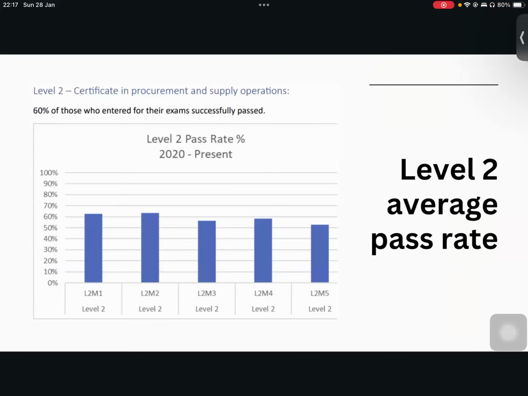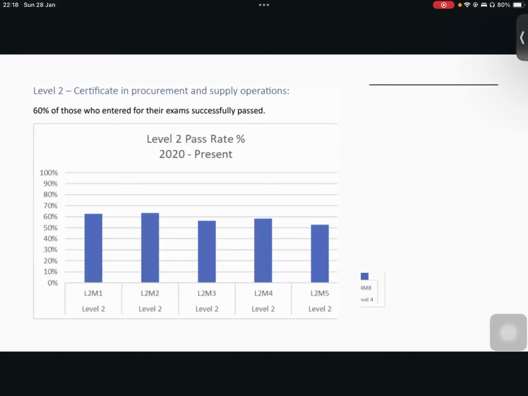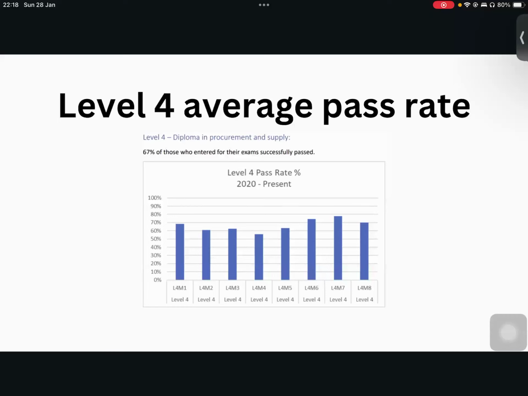In fact, I think one of the contributing factors is that people joining level 2 are often inexperienced and don't have any background in procurement. Therefore, when they first interact with the concepts, definitions and terminology here, they have difficulty. Moving on, with level 4 and level 5, the pass rate improved, and it dropped again in level 6. With level 4, 67% of the candidates passed their exam successfully.